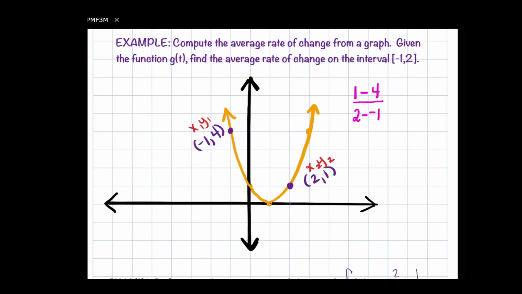So I've got 2 minus -1. On top, I have 1 minus 4, which is -3. On the bottom, I have 2 plus 1, which is 3, and I get -1. So the average rate of change is -1.